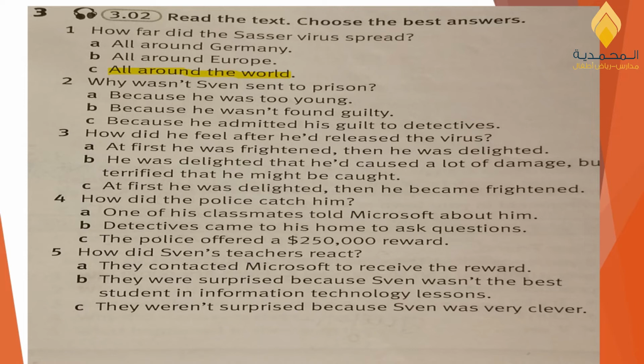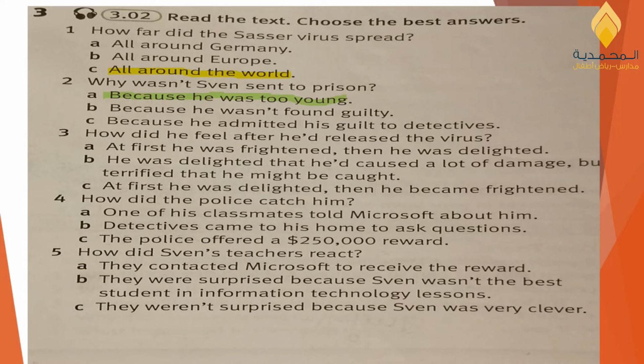Number 2. Why wasn't Sven sent to prison? Why did we say that they did not send him to prison? Because he was too young? Because he wasn't found guilty? Or because he admitted his guilt to the detectives? Yes, because at that time he was only 18. He was so young that he couldn't be sent to the prison that is for grown-ups.